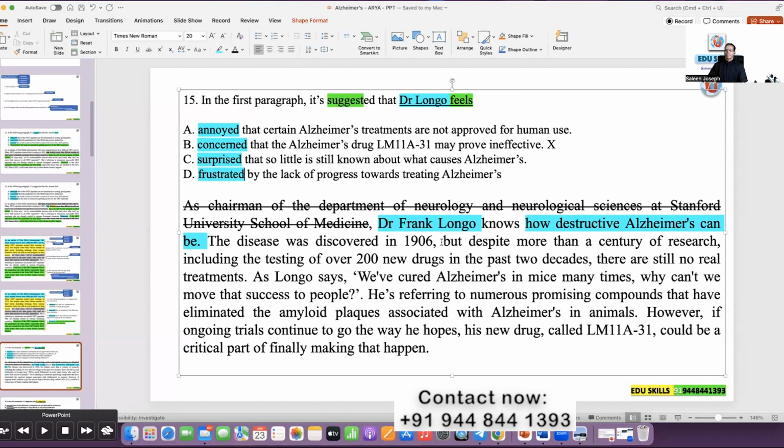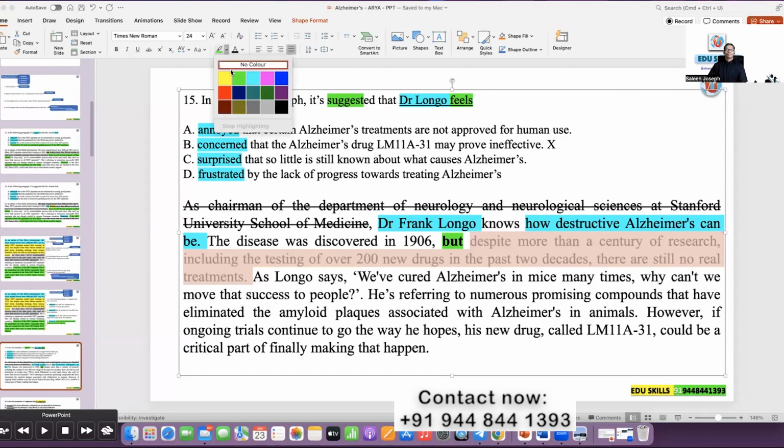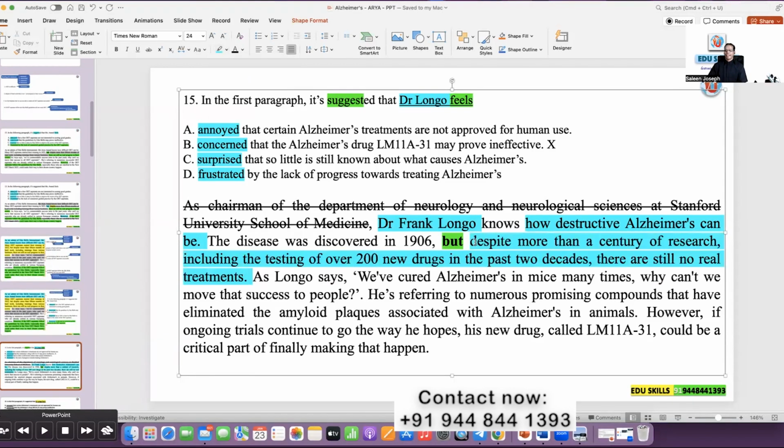Okay, now next, but that's a contrast word, right? So what does it mean? Immediately you have the answer after that. Despite more than a century of research, what type of sentence is this? Complex sentence. So what can you eliminate? The dependent clause, despite more than a century of research, can be eliminated till here. This can be eliminated because that is a dependent clause, and inside it, after research, including the testing of over 200 new drugs in the past 2 decades, that's again a complement. So again, that is eliminated. On 2 grounds it is eliminated.